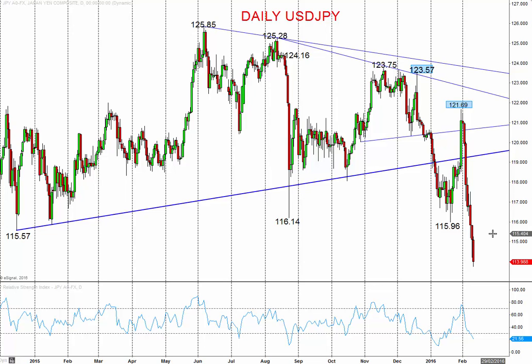Hi all, this is Steve Miley, the market chartist on behalf of forextraders.com, and we're now going to take a look at both the US dollar versus the Japanese yen and the euro versus the US dollar.